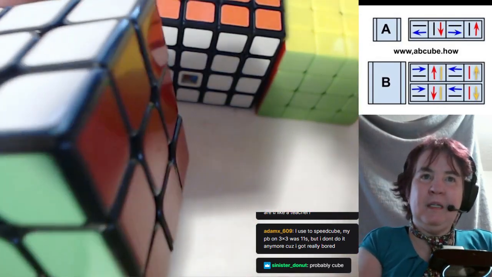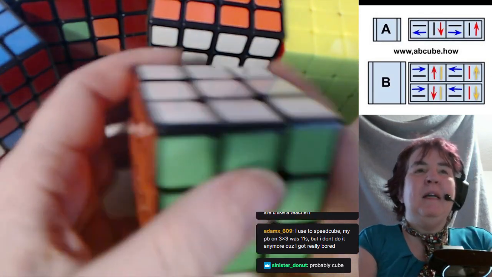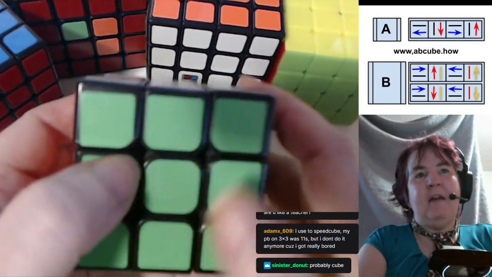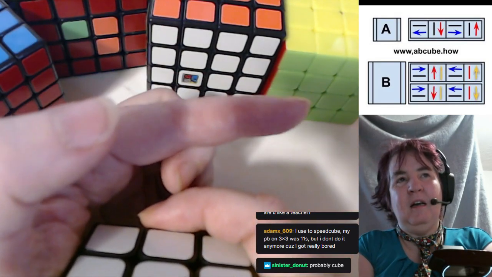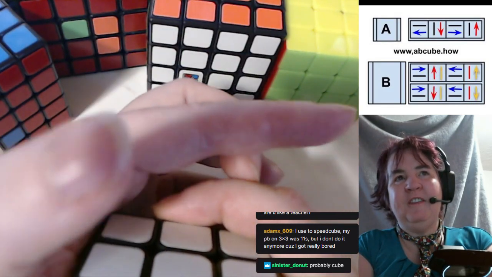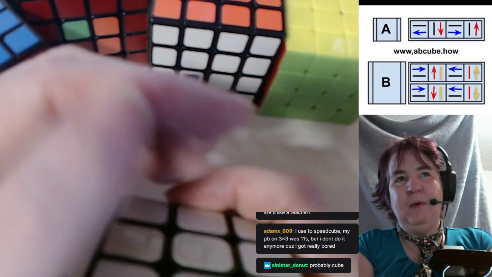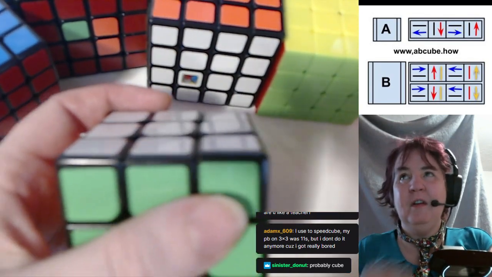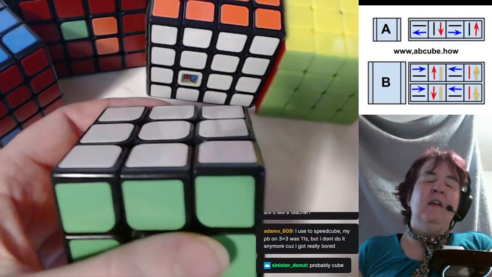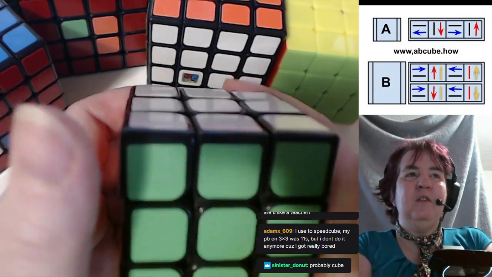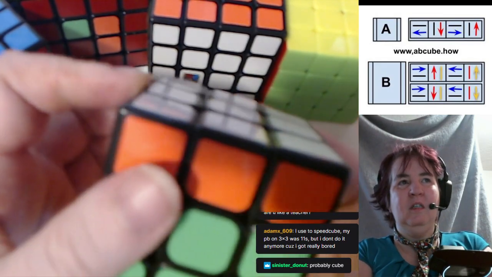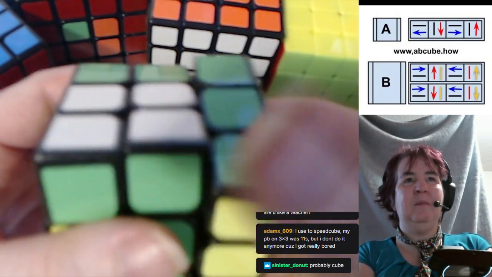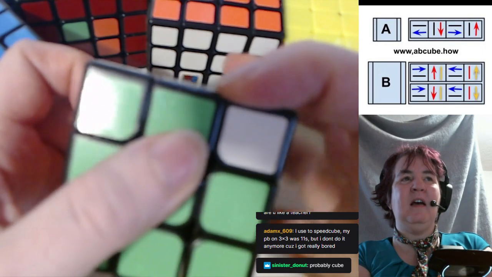I don't remember the big old long algorithm that I made, but now that I've come up with A and B, this pattern is done. This particular pattern is done by using 7 formula B's with one setup line in between each. So I'm going to do formula B for the corners. So that's up, up, down, down.